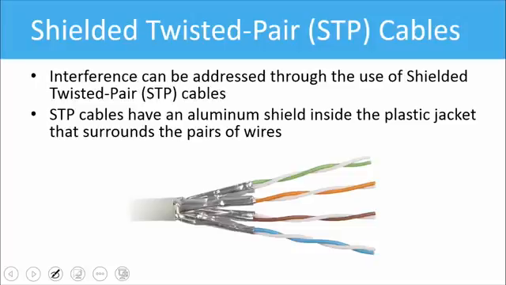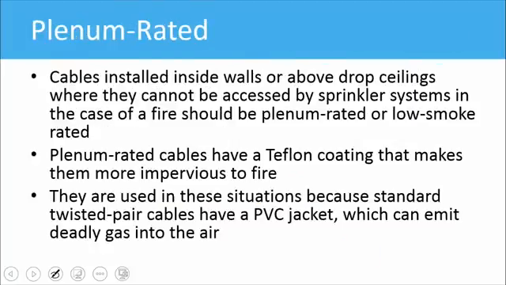To combat crosstalk, we actually can shield the twisted pair cables. And so not just crosstalk, but also just general interference can be addressed through the use of shielded twisted pair, or STP cables. All that we do is we wrap each pair with an aluminum shield, and then we put all of our pairs back inside of a plastic jacket. Keep in mind, shielded twisted pair is typically a little bit more expensive than unshielded twisted pair.